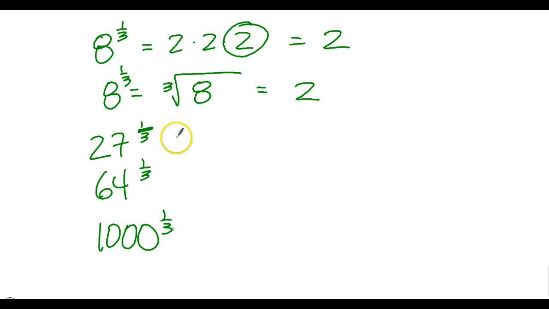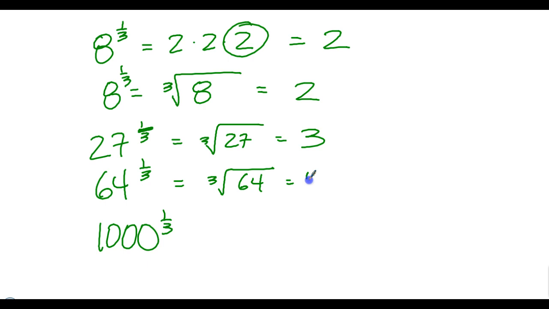Hopefully you did this and said, this is the cube root of 27, which is going to be equal to 3. And 64 to the 1/3 would be the cube root of 64, which is equal to 4. And 1,000 to the 1/3 is the cube root of 1,000, which is equal to 10. Good?